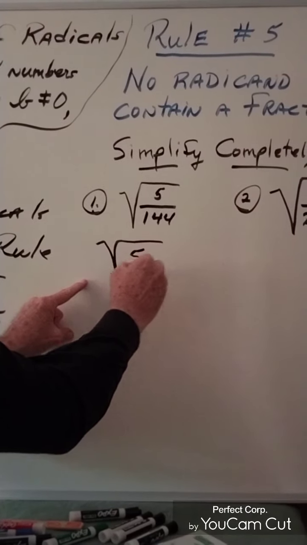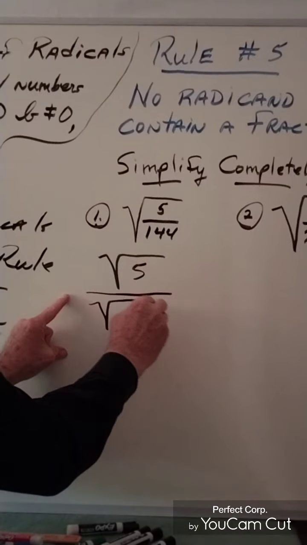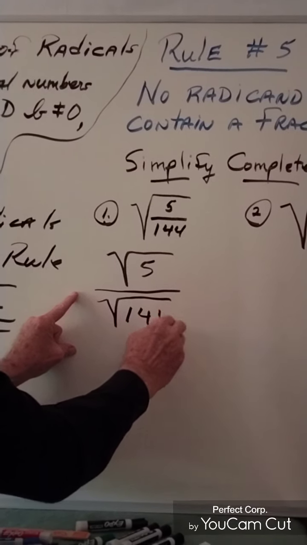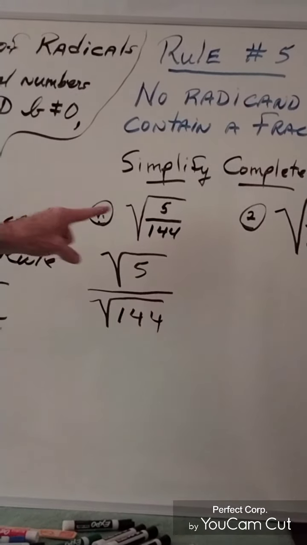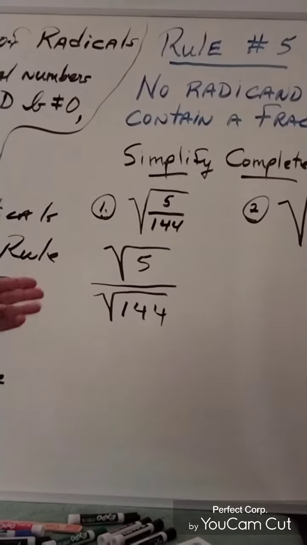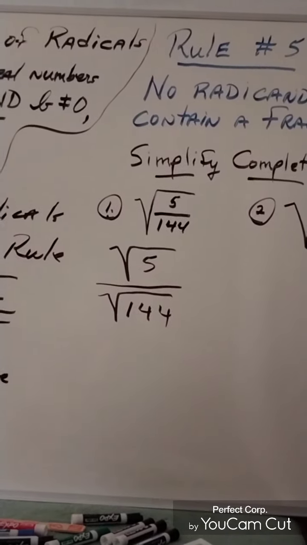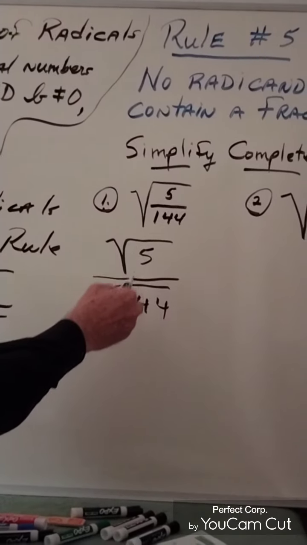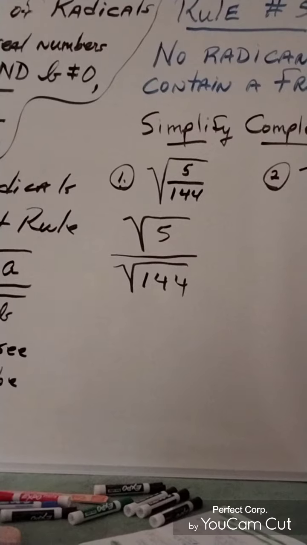The radical of 5 divided by the radical of 144. Split it up. Now I'm not breaking rule number 5 because I no longer have a fraction as a radicand. I split it up. So now we look at this and we see if we can simplify it.